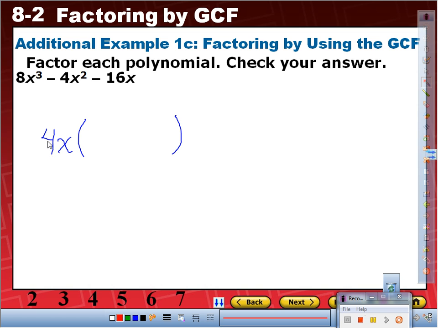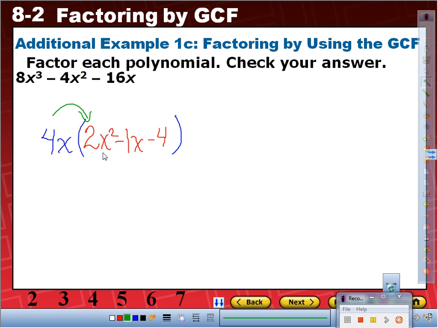8 divided by 4, 2. X cubed divided by x, x squared. Negative 4 divided by 4, negative 1. X squared divided by x is x. Negative 16 divided by 4, negative 4. X divided by x, 1. What is 1 times 4? 4. So it's already there. If we distribute to check, let's see.